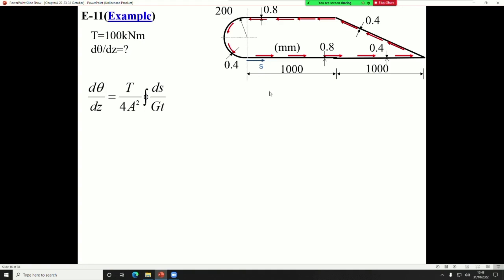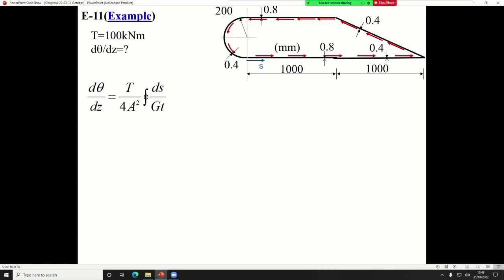Now, this is a loop integral of ds over Gt. The whole section is made of aluminium. It means I'm allowed to place G outside the integral because the whole section is made of the same material. But if you look at t, it's variable. So I'm not allowed to place t outside the integral.